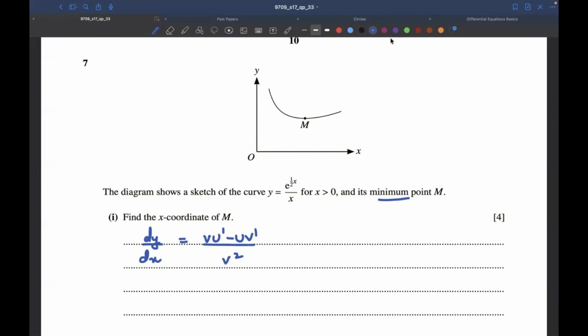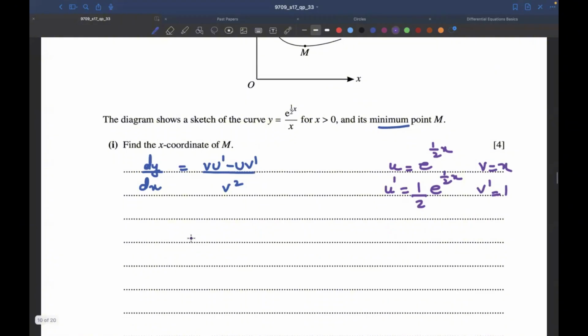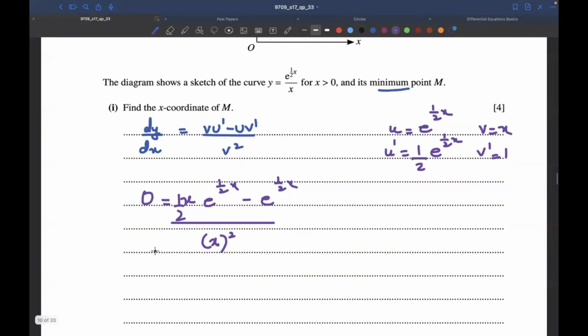So in our question, e power half x is in the numerator, so that will be taken as u, and the derivative of u will be, so the derivative of half x is half, so this will become half e power half x. V will be equal to x, so v dash will be equal to 1. Substituting this in the formula, we will get x multiplied by half, so half x e power half x minus uv dash will become e power half x divided by v squared. So v squared will become x squared, and we'll put it equal to 0 as it's a minimum point. Cross multiplying x squared into 0, that will become 0.